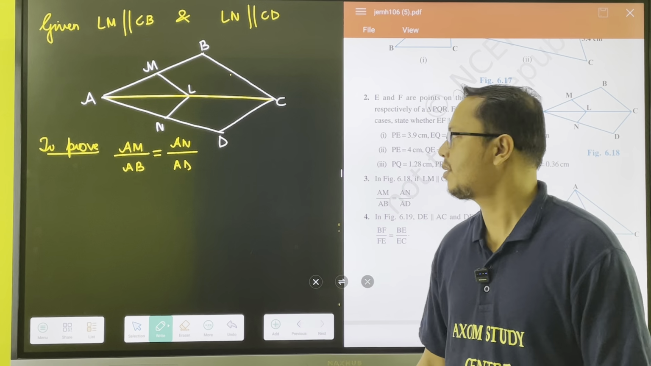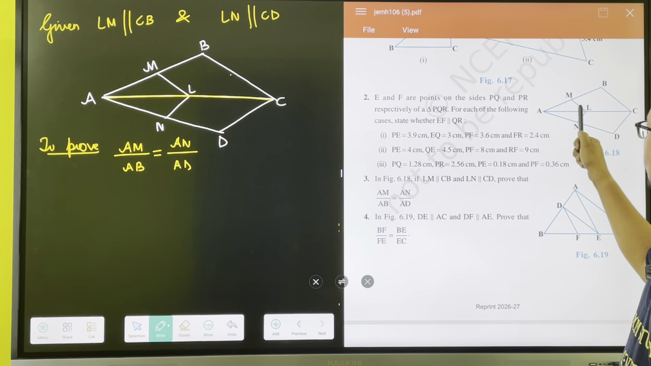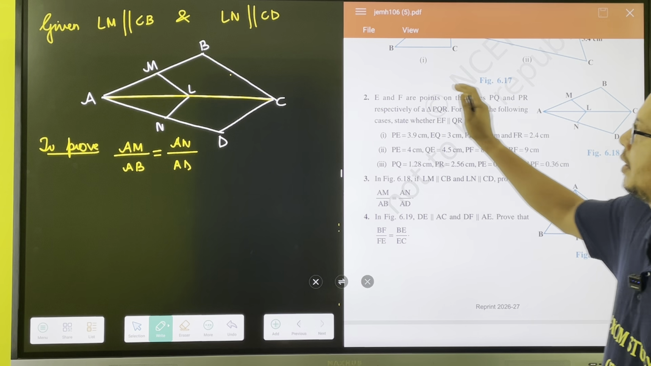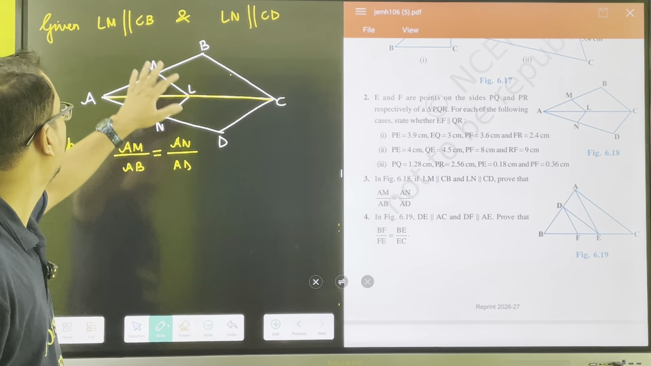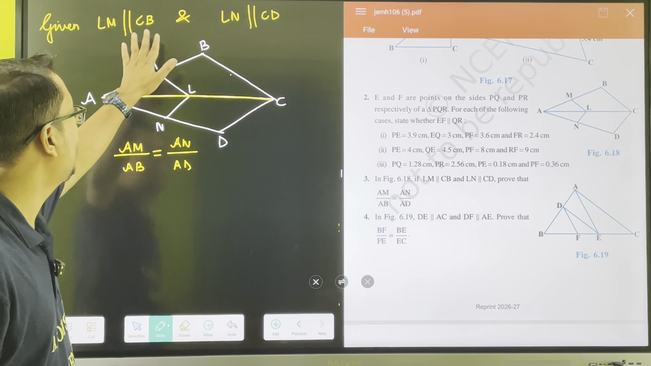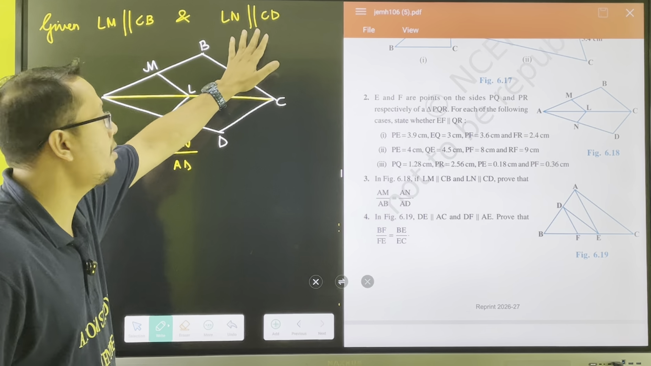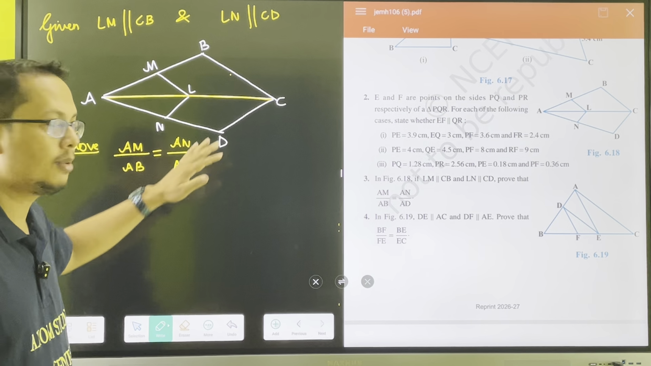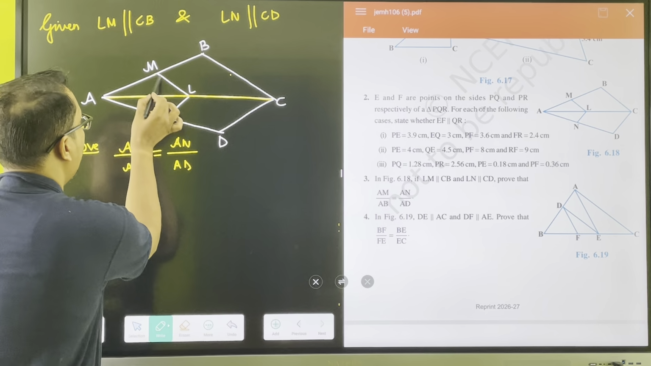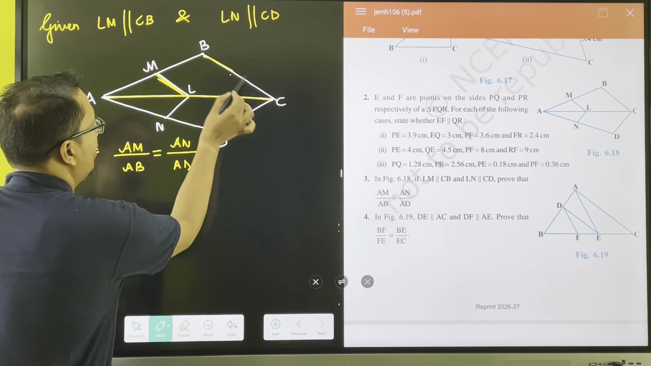Students, we are going to now solve question number 3, and this is the diagram. Same diagram I have drawn it here also. So students, what is our observation from this diagram? LM is parallel to CB. So some parallel lines are given, and we have got some triangles. For example, this line is parallel with this.